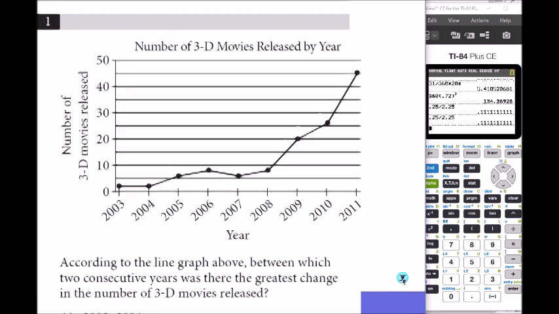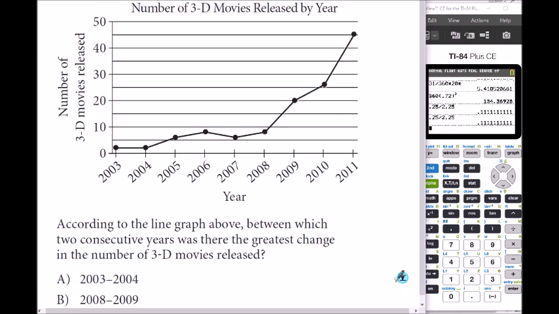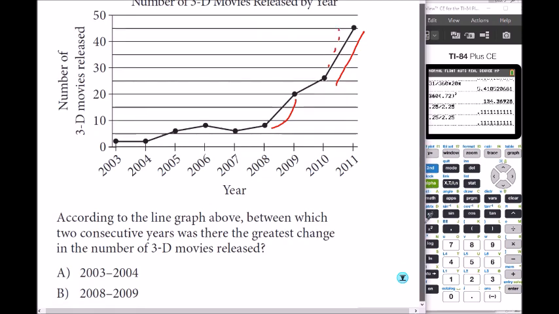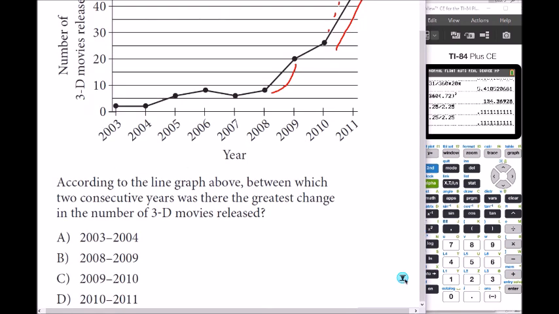According to the line graph above, between which two consecutive years was the greatest change in number of 3D movies released? So you're looking for the highest jump. So 2008 to 9, it's a pretty big jump, about 2.5 units here. 2010 to 11, it's 1, 2, 3, 4 units. So whatever the unit will be, it's in fives, but you know that has the most jump. So it's 2010 to 2011.